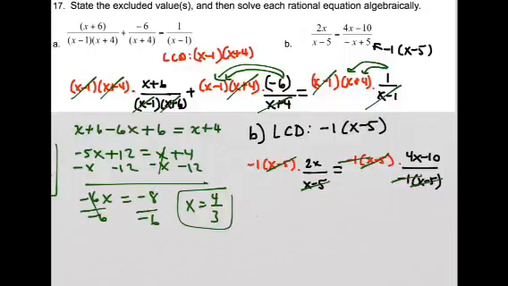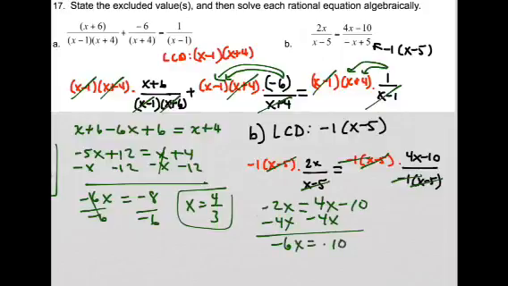We have on the left side, negative 1 times 2x is negative 2x. On the right, we just have 4x minus 10. So I'm going to subtract 4x. So that's negative 6x is negative 10, so I'm going to divide by negative 6. And so x is positive 5 over 3.